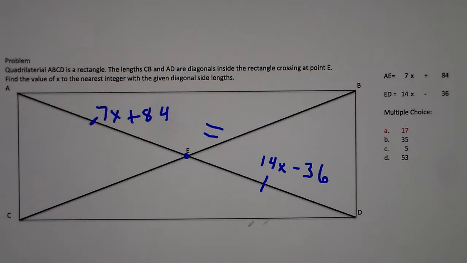Subtract 7x from both sides, add 36 to both sides. So 84 plus 36 equals 120. So we have 120. We subtracted 7x from both sides, so we get 7x. And now we're going to take 120 and divide by 7, which gets you 17.14.